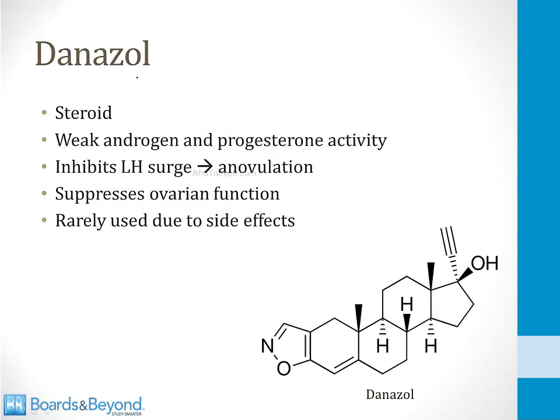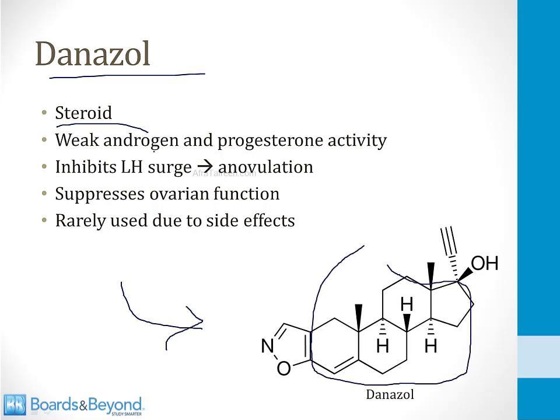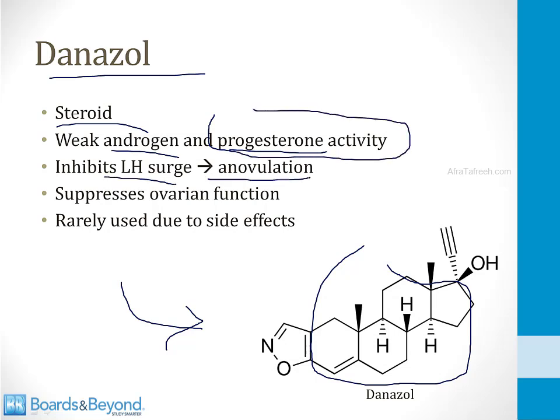And then the last therapy I'll mention is danazol. This isn't used much in the modern era, but they like to ask you about it on your board exam. It's a steroid. This is its chemical structure here. You can see that it has the 4-ring steroid structure. It's got weak androgen and progesterone activity. So because of the progesterone component, it will inhibit the LH surge and cause anovulation, just like oral contraceptive pills do. This will suppress ovarian function, and as I've said before, when you do that, you make endometriosis better.